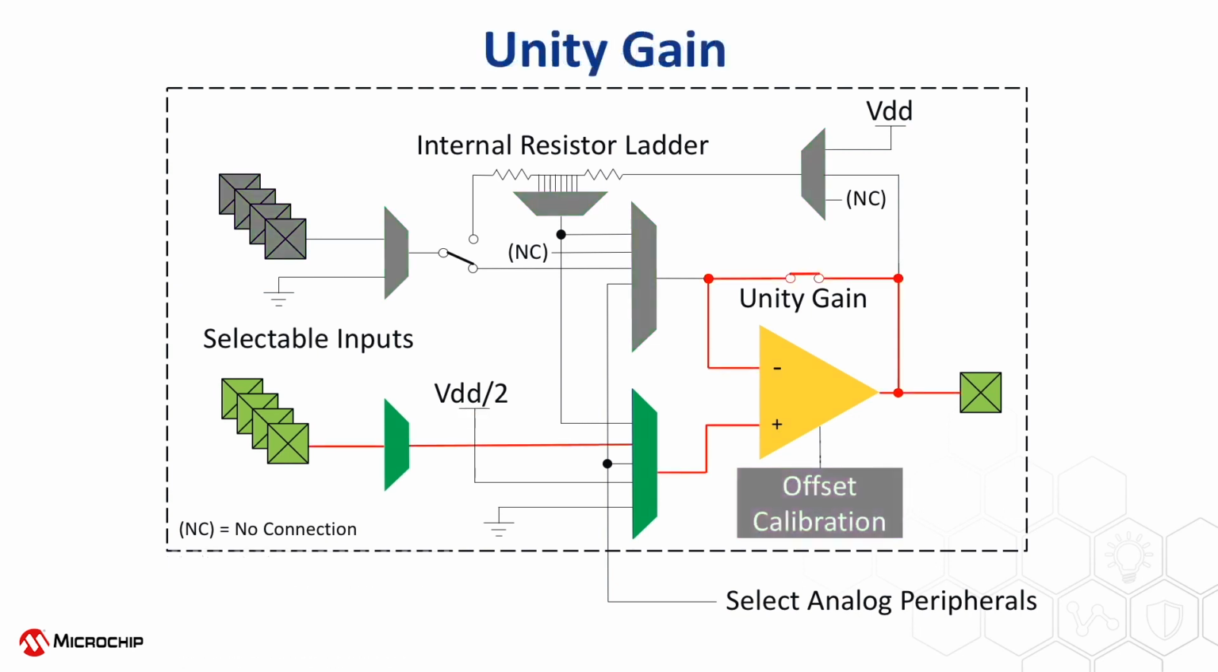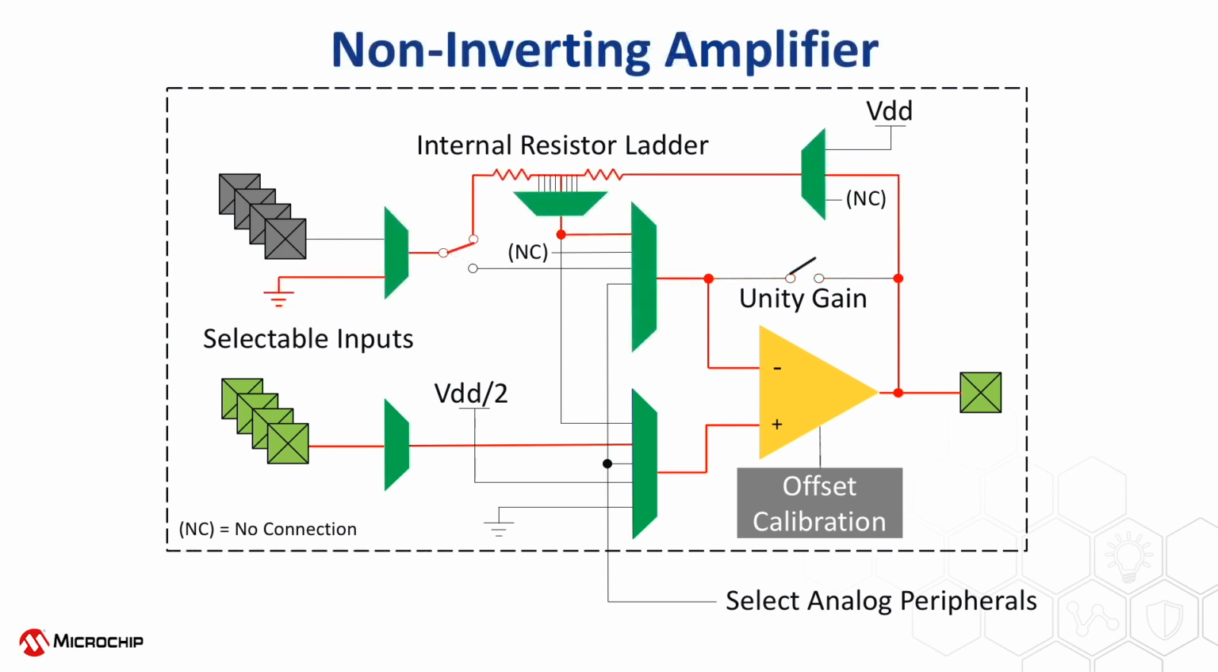Unity gain is a high input impedance voltage buffer with a gain of 1. This configuration is ideal for full-scale signals that do not require any gain and only need to be buffered. The highlighted red lines in the diagram indicate the circuit used to implement this configuration with an external signal. Non-inverting amplifiers are high input impedance circuits that produce an output signal that is always greater than the input. This configuration can be built with either the internal resistor ladder, as shown, or with external components. When using the internal resistor ladder, this configuration is an implicit programmable gain amplifier.